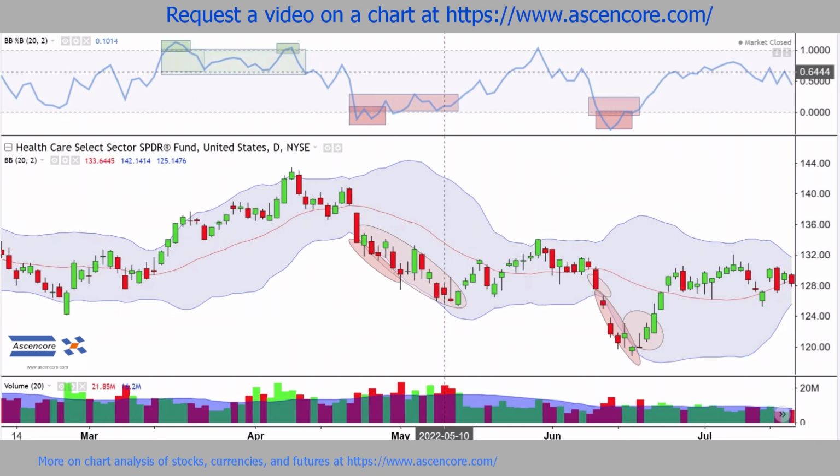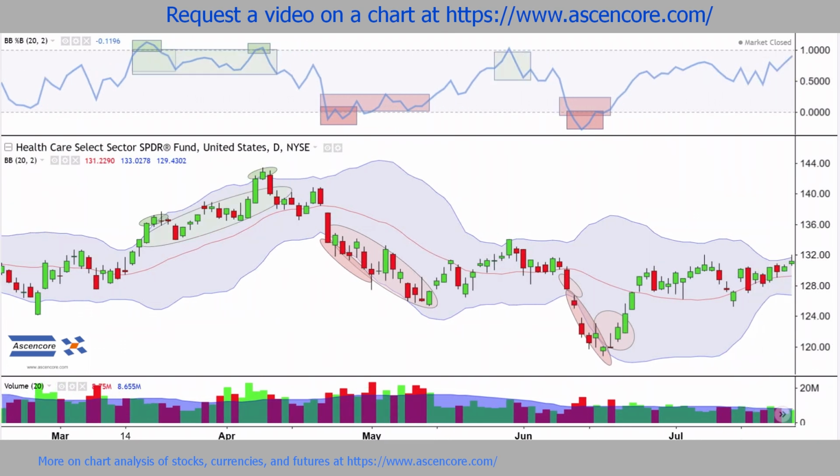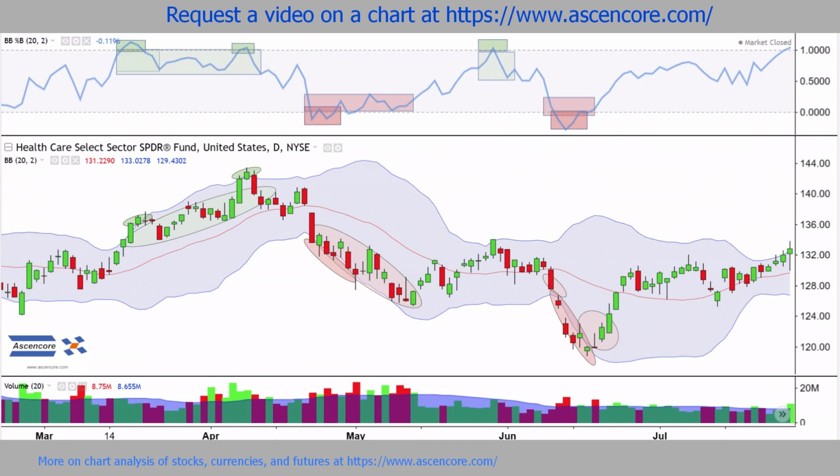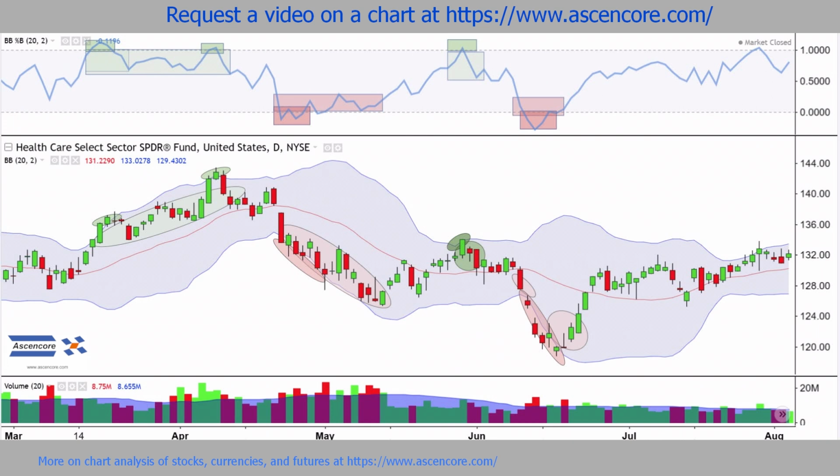When closing price is equal to the upper band, the %B indicator will be equal to 100%. And when closing price is higher than the upper band, %B will be over 100%. If closing price is equal to the median of the Bollinger Band, %B would be 50.